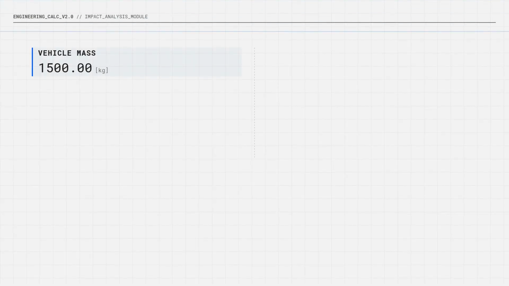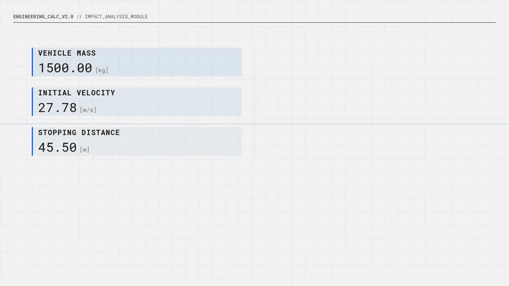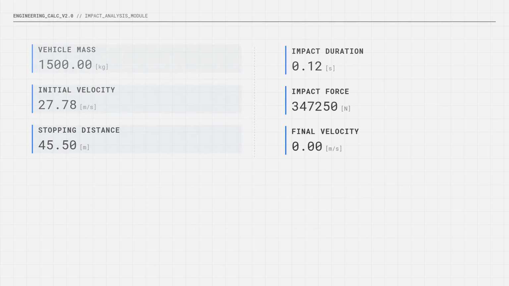Next, we have vehicle mass in kilograms, initial velocity in meters per second, and stopping distance in meters. Additional fields include impact duration in seconds, impact force in newtons, and final velocity in meters per second, though not all fields are required for every calculation mode.